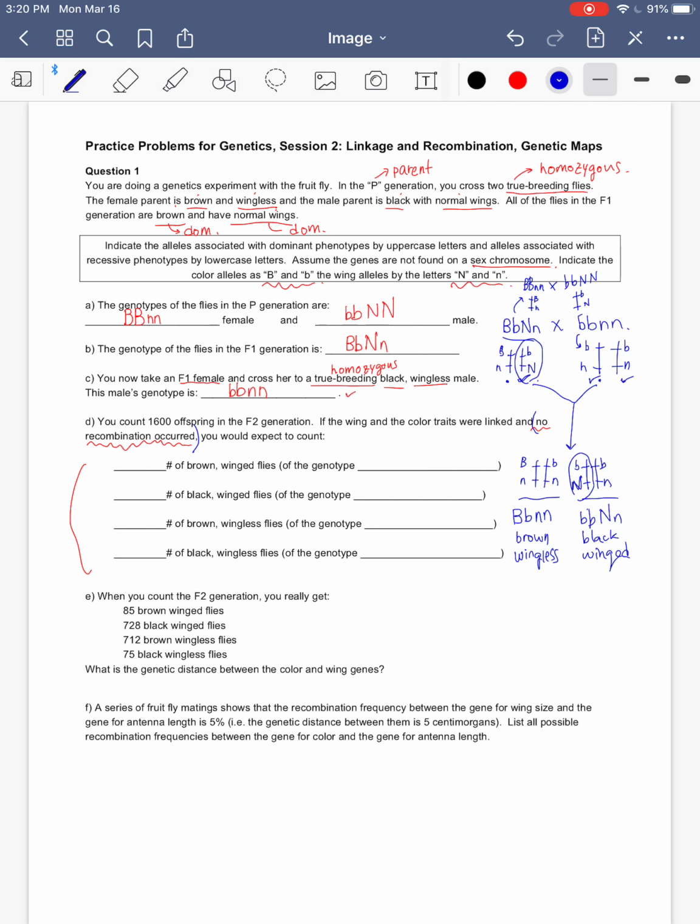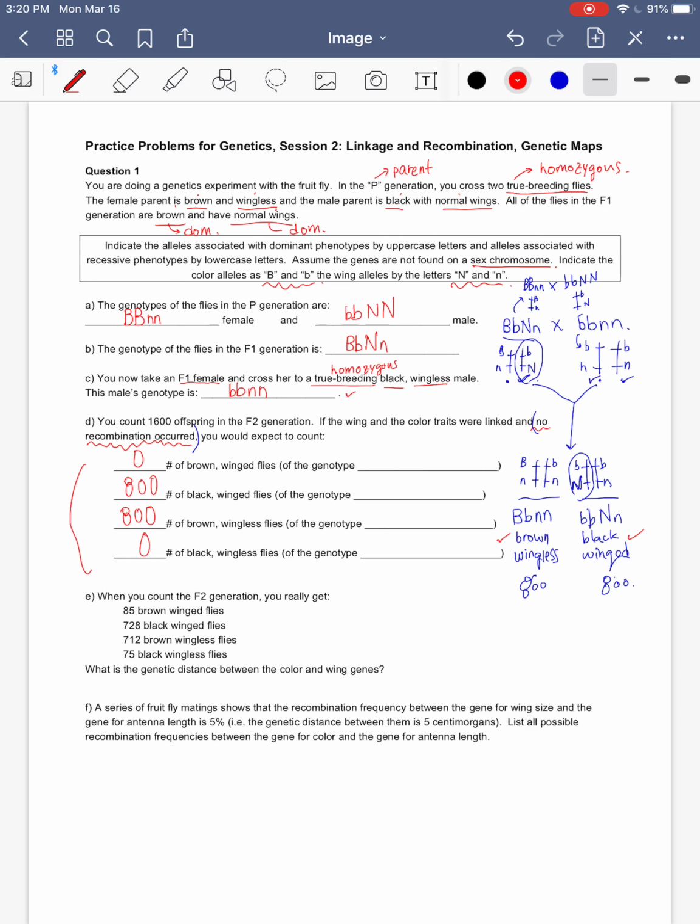Okay, so these are our only two options, meaning there's a 50-50% chance, and out of 1600 that would be 800 of this and 800 of this. So if we go back to our list here, brown winged flies would be 0. Black winged is what we have here, so it'd be 800. Brown wingless is what we have here, so it'd be 800. And black wingless we don't have, so it's 0.